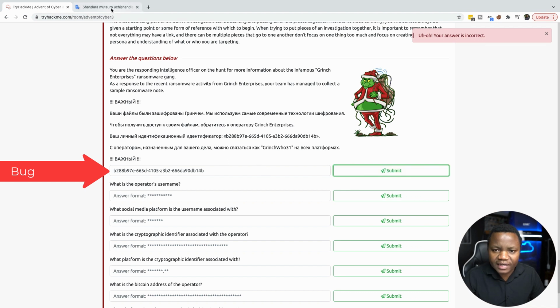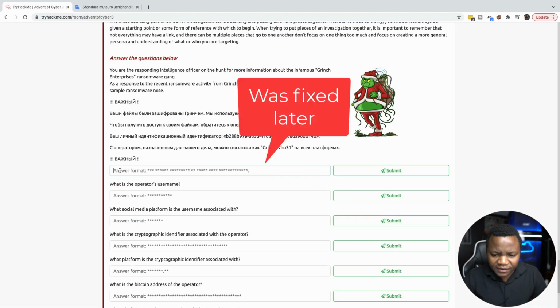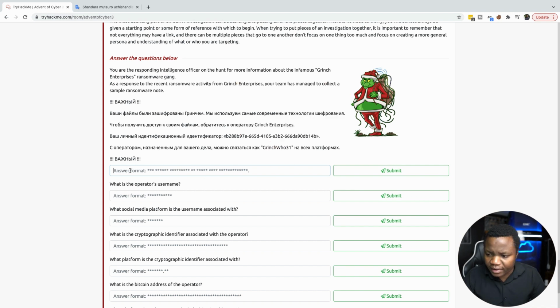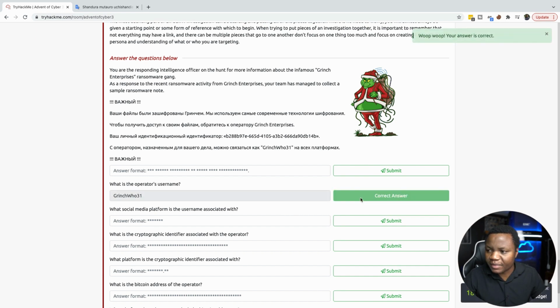All right, so what did I do? It starts with B. What is this first thing here? This one is not even a question. It's just three dots. I have no idea what they're asking here. So I'll start with the operator's username, which I found. All right, so submit that.